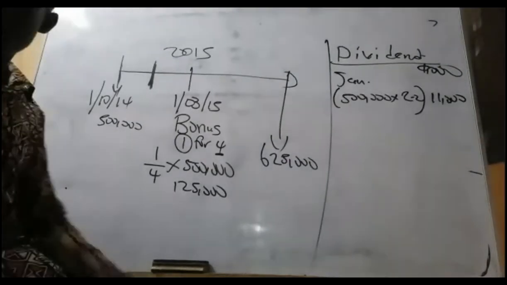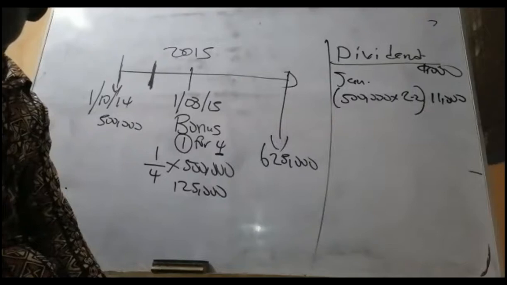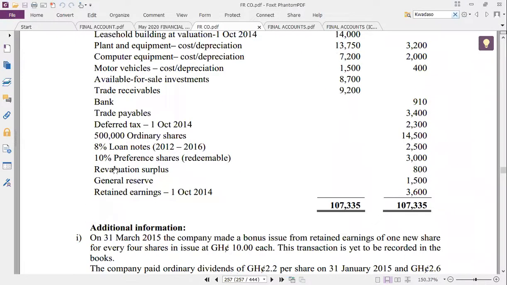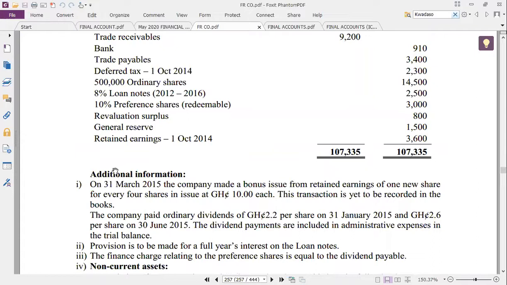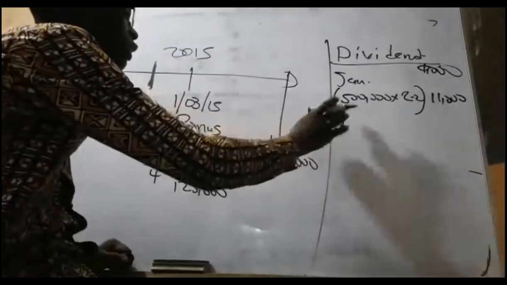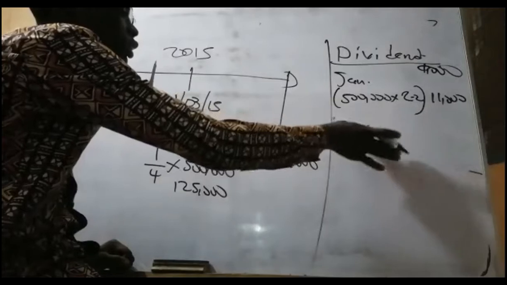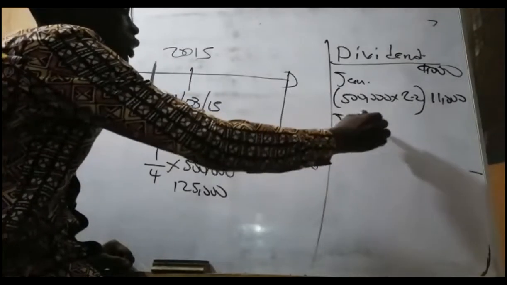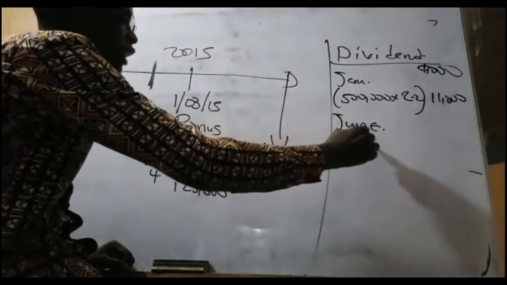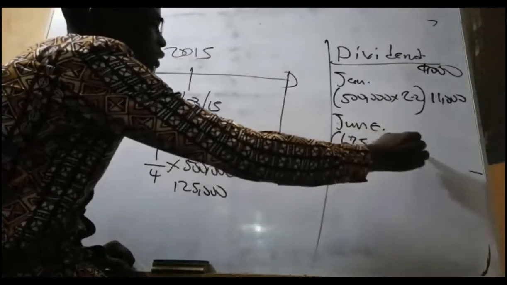Then you go to the next dividend. They paid another dividend again, and that dividend will be valued on the outstanding shares. They paid another one, 2.6, on 30th June. So just write June. The June dividend will be what? Open your brackets. That one must be based on the 625,000 shares times 2.6.